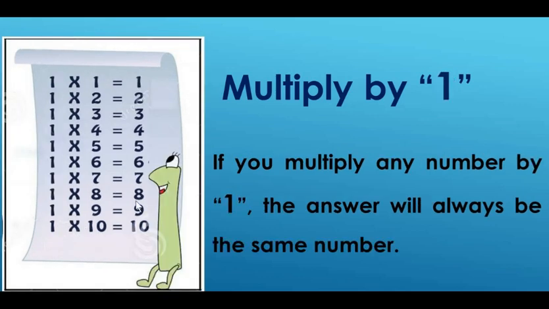And the second one is, if you multiply any number by 1, the answer will always be the same number. For example, 4 multiplied by 1 is equal to 4. 7 multiplied by 1 is equal to 7. 10 multiplied by 1 is equal to 10. That means if you multiply any number by 1, the result stays the same number.